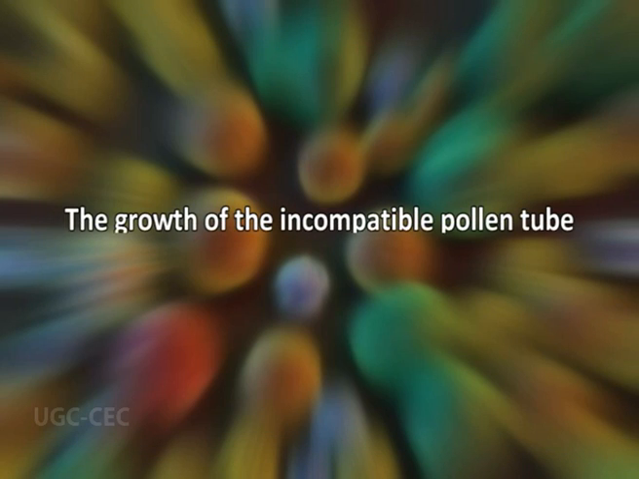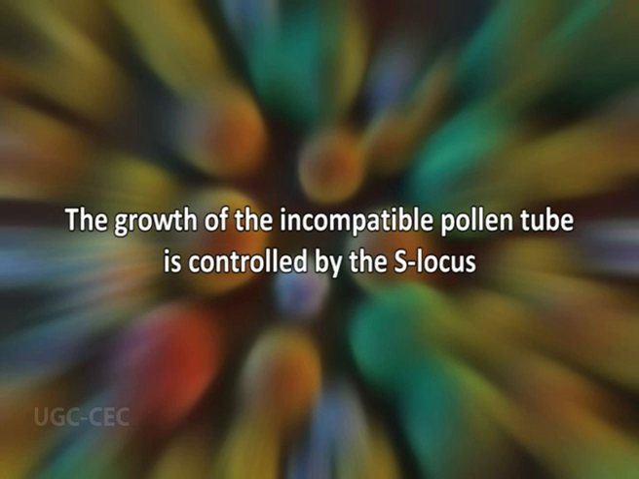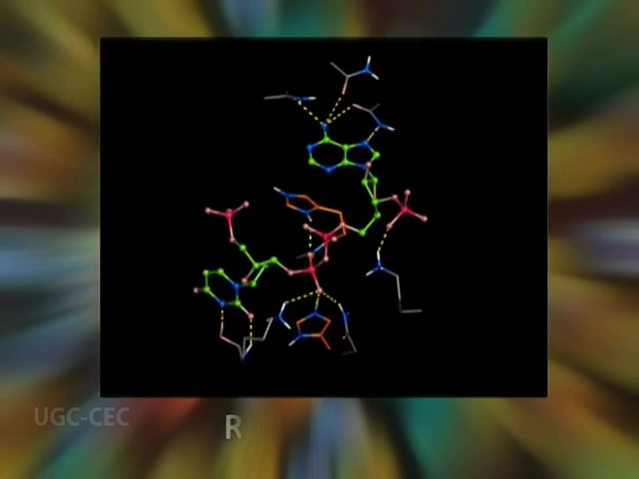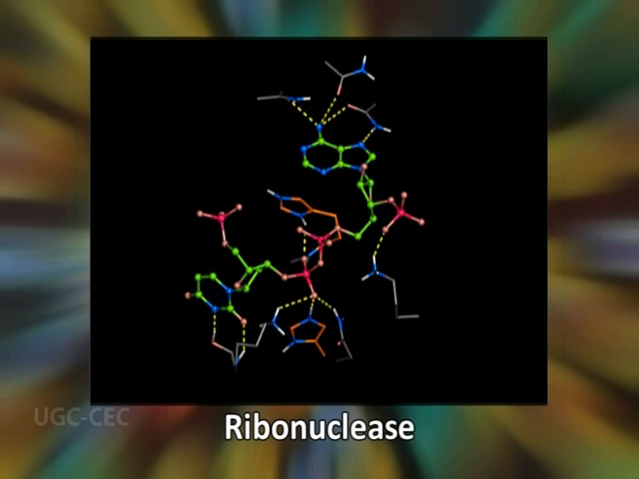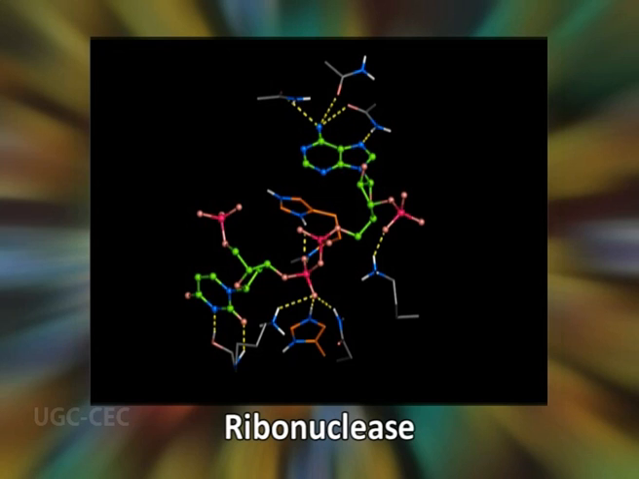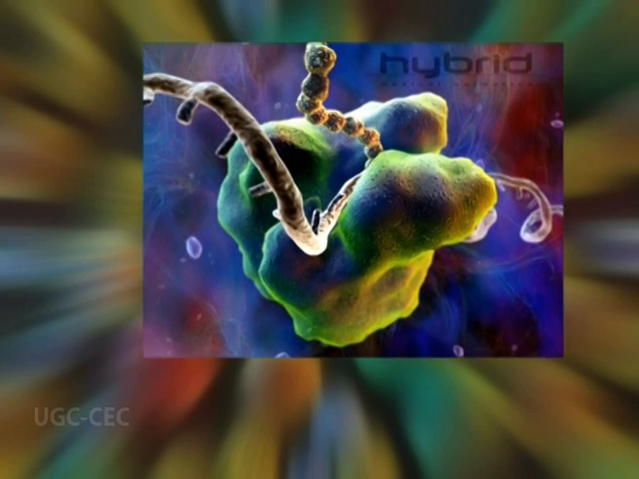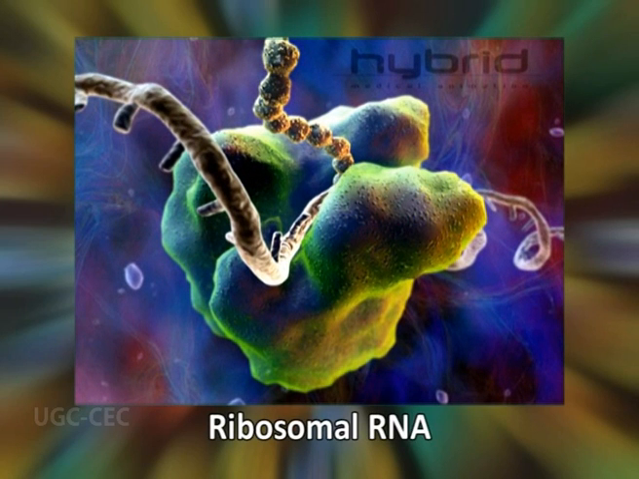The growth of the incompatible pollen tube is controlled by the S-locus, which encodes ribonuclease (sRNases) and S-glycoprotein. The incompatible pollen tube stops growth in the stylar region due to the synthesis of the female component ribonuclease, sRNase, within the style. The sRNase enters the pollen tube and causes degradation of ribosomal RNA inside the pollen tube. This stops the elongation of the pollen tube and ultimately results in death of the pollen tube.